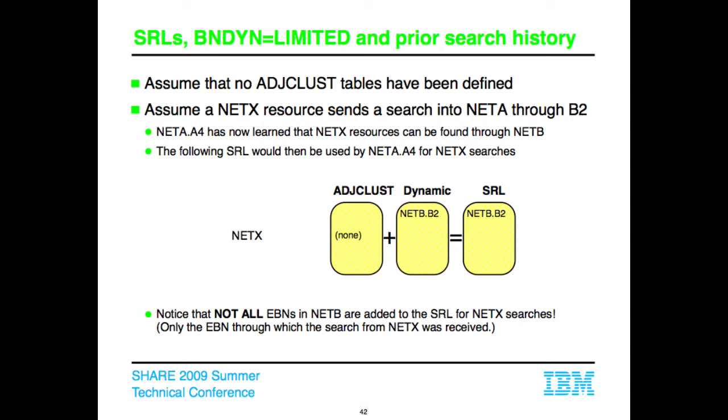We'll put that border node's name in for the originating LU's net ID. And again, next time we search for a netx resource, we will be allowed to go through B2 for that. But again, you have to learn this first, and you don't learn it unless you've got BN equals full turned on, for example, for a while. So in general, BN equals limited does not work very well in this case, unless all those intermediate node hops and some of the other ones are actually the ones starting the search first.